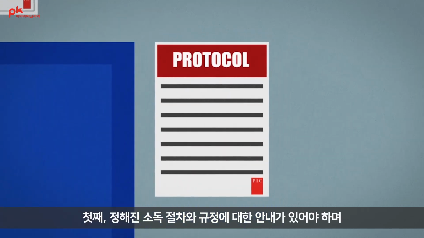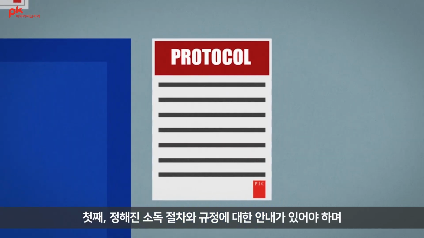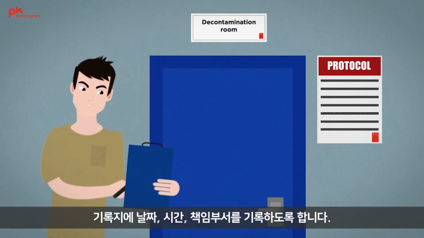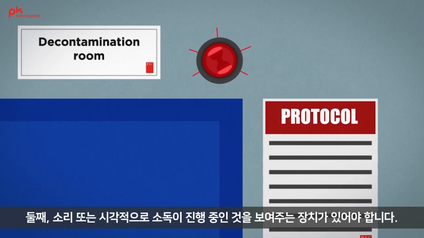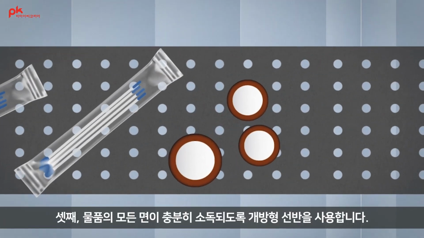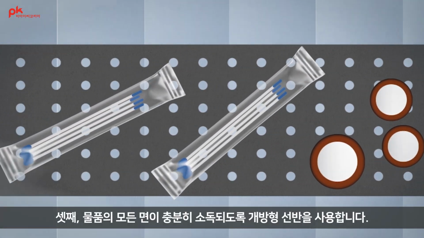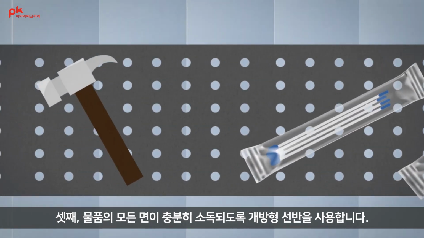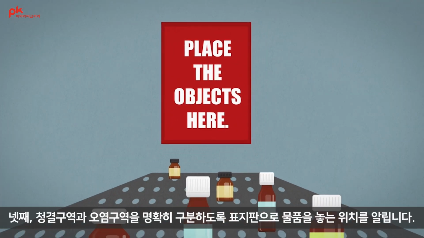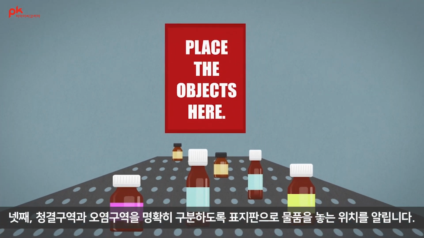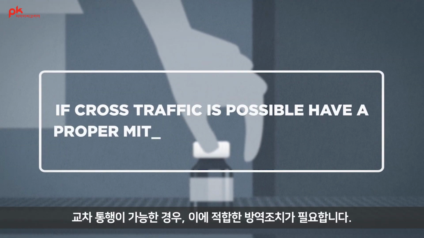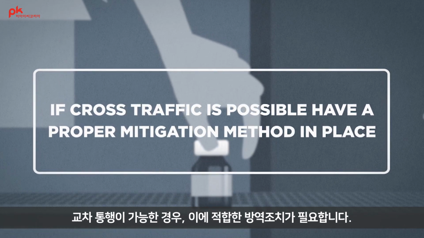1. Protocol defining the steps for the decontamination process, and a log form to record the date, time, and responsible party. 2. Acoustic or visual signals indicating that the system is in use. 3. Open shelves or grids to allow contact of the disinfectant with all the surfaces of the materials. 4. Signage indicating where objects should be placed with clear definition of clean and dirty areas. If cross-traffic is possible, have a proper mitigation method in place.